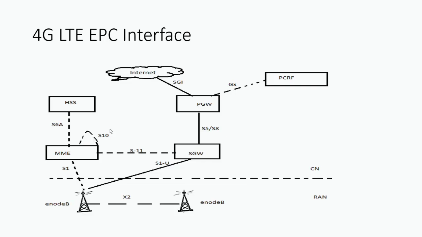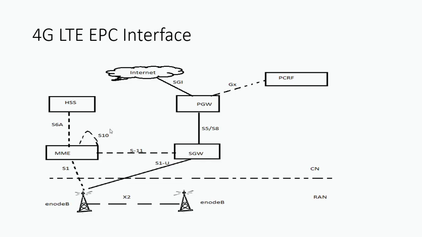Now let's move toward the entities inside the EPC. Start with the MME, which is also called the brain of the network. The interface between multiple MMEs is the S10 interface. The interface between the MME and SGW is the S11 interface. MME also needs to communicate with HSS, which is the home subscriber subsystem, with interface S6A. As we know, HSS is used to store the subscriber information.